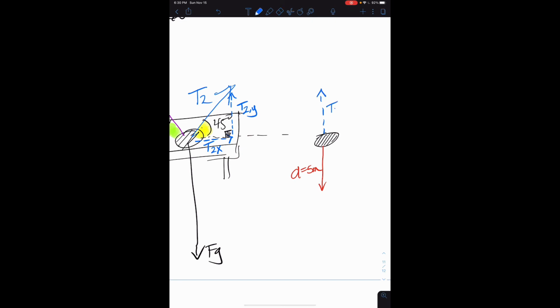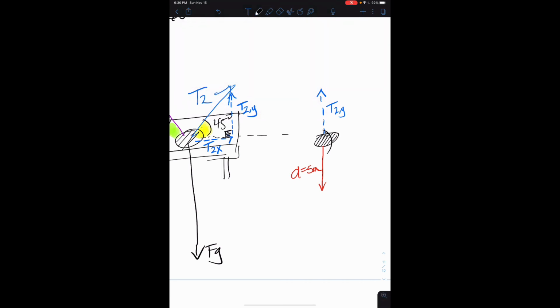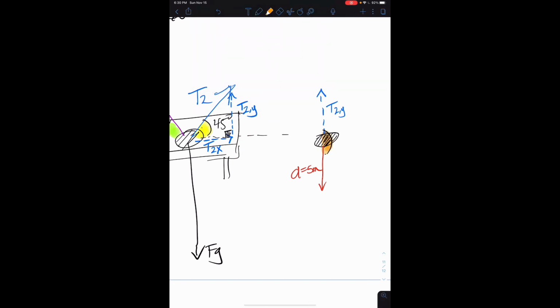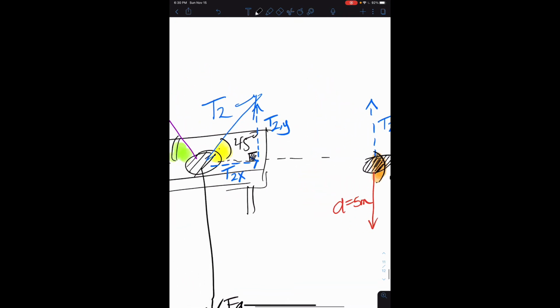And I'll label it, and use this angle instead. What is this angle right here? Well, we know that this is 180 degrees. So I can label that theta equals 180 degrees. But what is T2y? Do we know T2y? We have to come over here and get that.